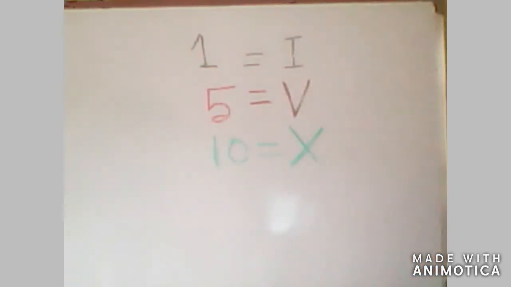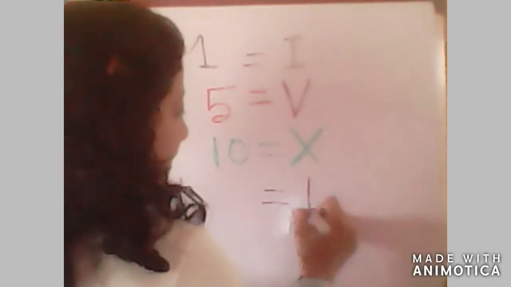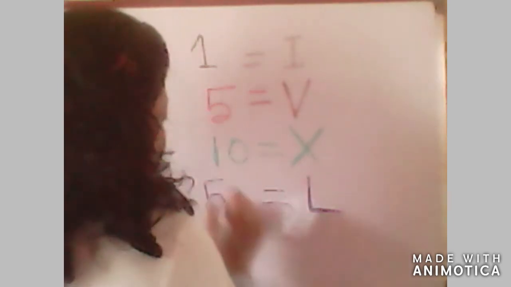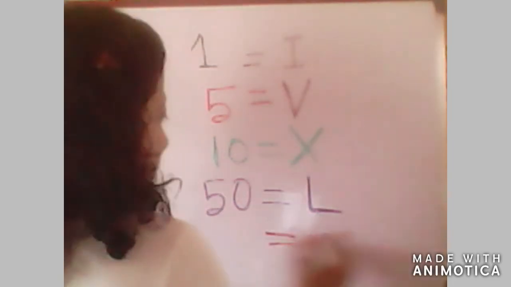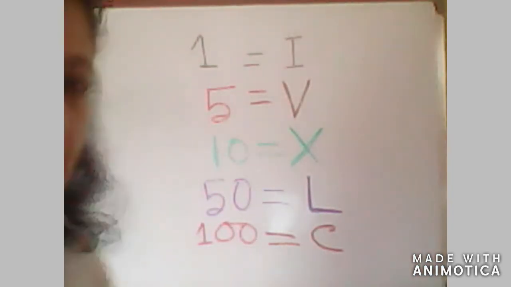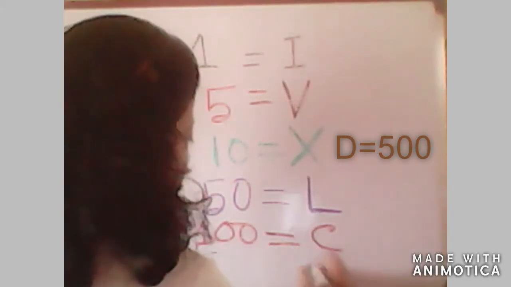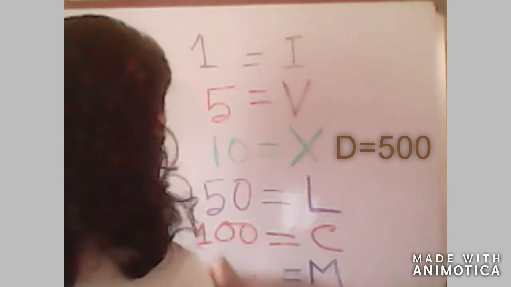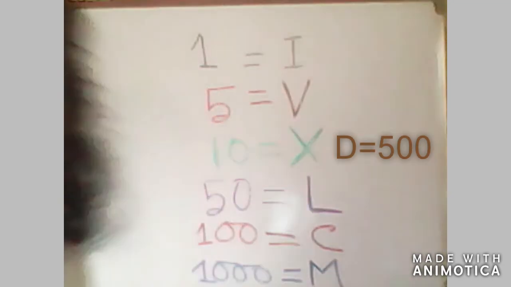Next, L. L stands for 50. Capital L stands for 50. And then C. C stands for 100. And M, this stands for 1000.